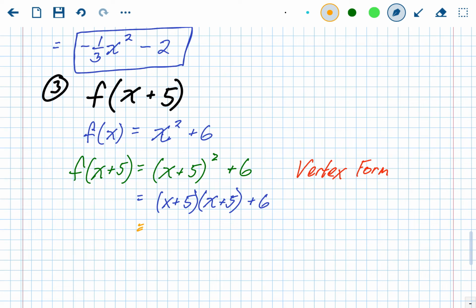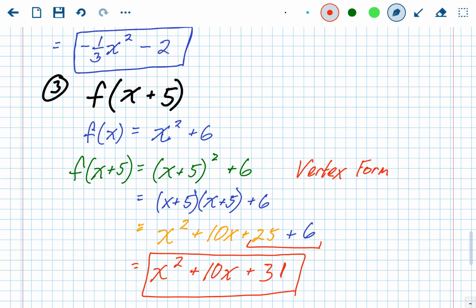FOIL, it's going to be x squared plus 10x plus 25 plus 6. Don't forget the plus 6. And then combine like terms. Okay. So our final standard form is going to be x squared plus 10x, combined to get plus 31.